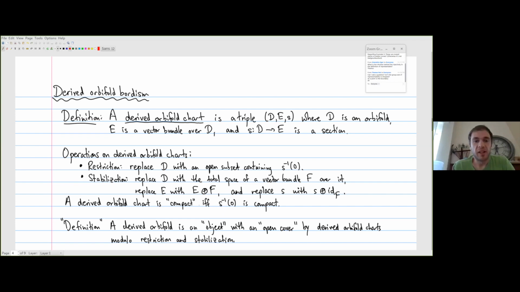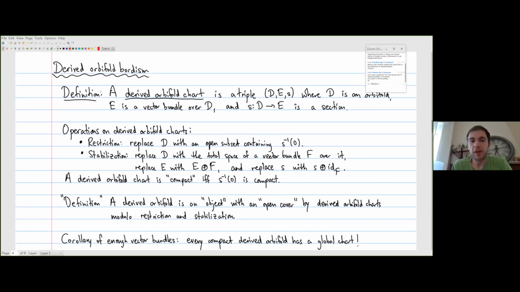So the corollary of enough vector bundles is that every compact derived orbifold has a global chart. And this is great because it means that to define these derived orbifold bordism groups, we don't have to grapple with this definition of what it means to glue together these derived orbifold charts. We can just use global charts to define these bordism groups. There is, however, a cost to this approach, which we'll see very soon, but we can deal with it.